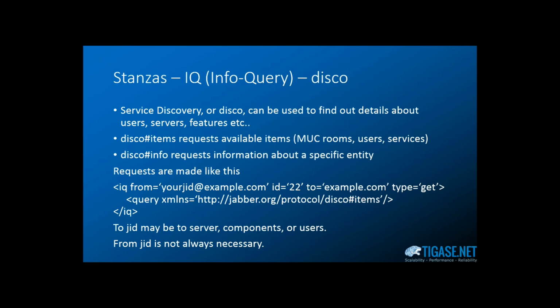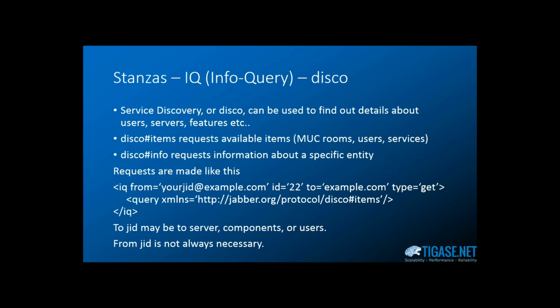The first type of info query stanza that you should be really familiar with is service discovery, or DISCO. It can be used to find details out about servers, users, features, and other things such as rooms and multi-user chat rooms, and other services available.